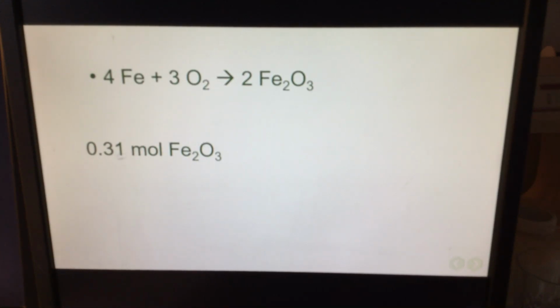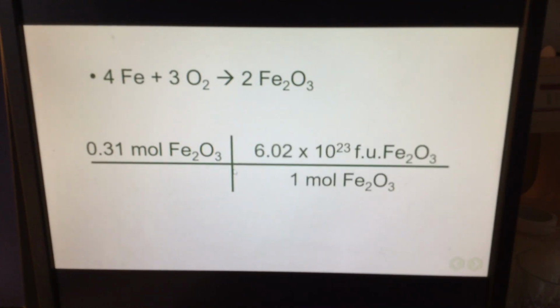All right, so what did we begin with? We know we have 0.31 moles of iron oxide. We want to find out how many formula units that is. In other words, how many particles of iron oxide is that? So we want to get rid of the moles. We put the moles of iron oxide on the bottom. We want to convert it to formula units of iron oxide, so we put the 6.02 times 10 to the 23rd on the top.